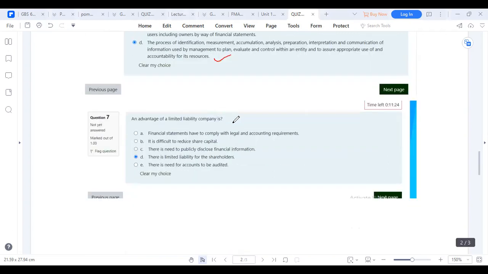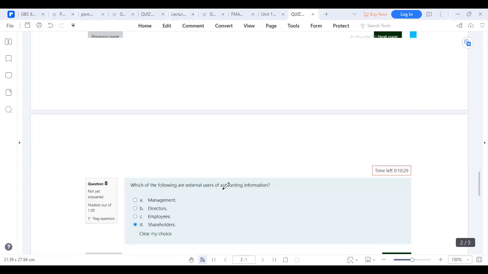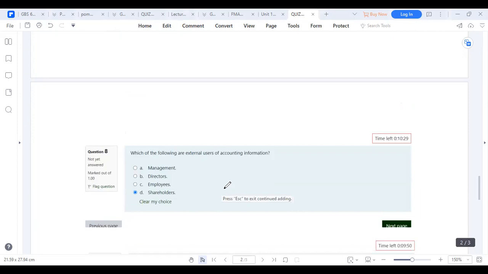One advantage of limited liability is that there's limited liability for the shareholders. The financial statements comply with the legal requirements. It's difficult to reduce share capital. There's a need to publicly disclose. There's limited liability to shareholders. That's the advantage of limited liability: specifically, what you have invested is how much you can lose, and if you had an insolvency, only that could be attacked. That is the advantage. All right, which one of the following are external users of accounting?